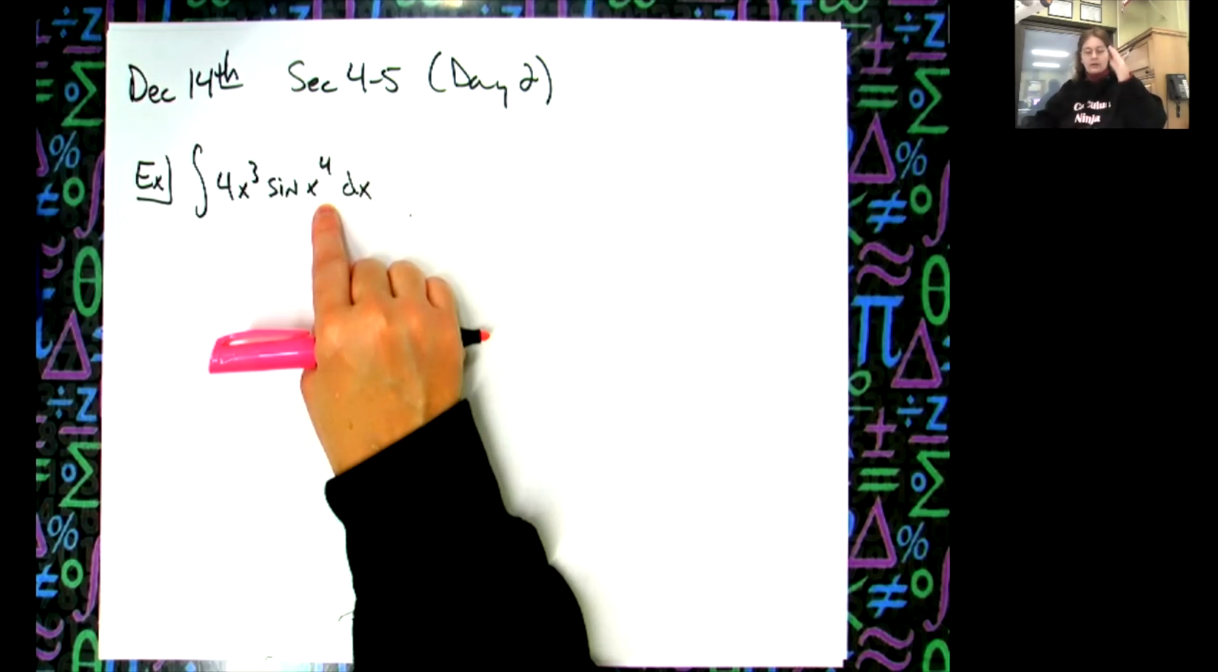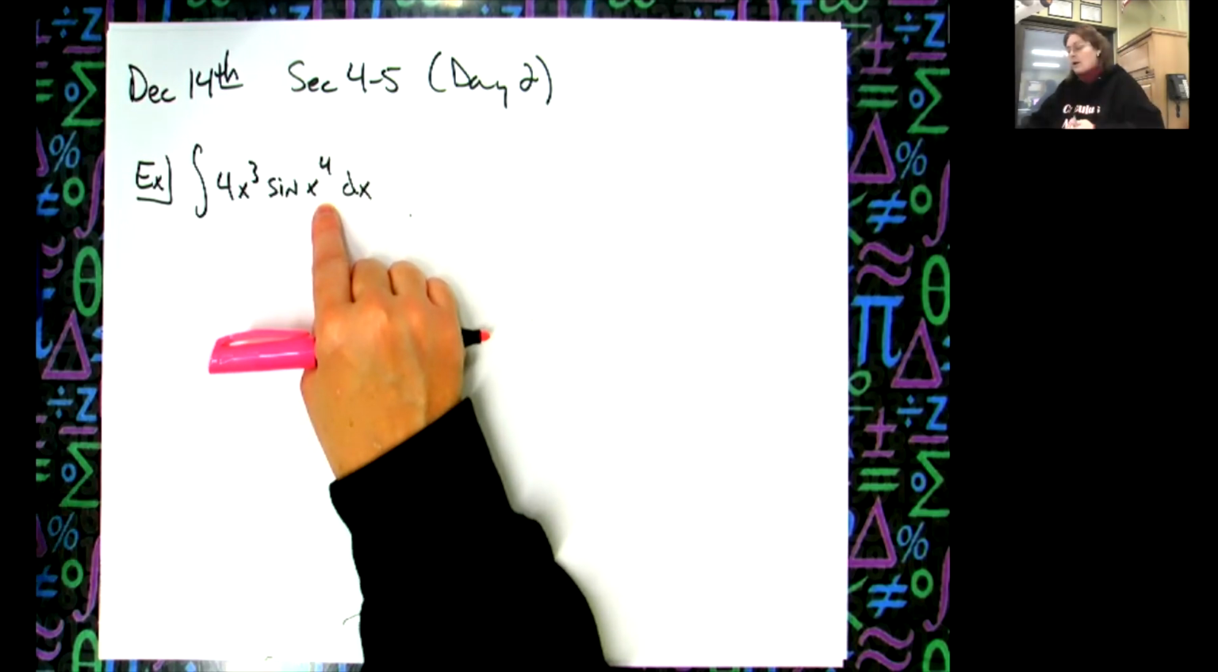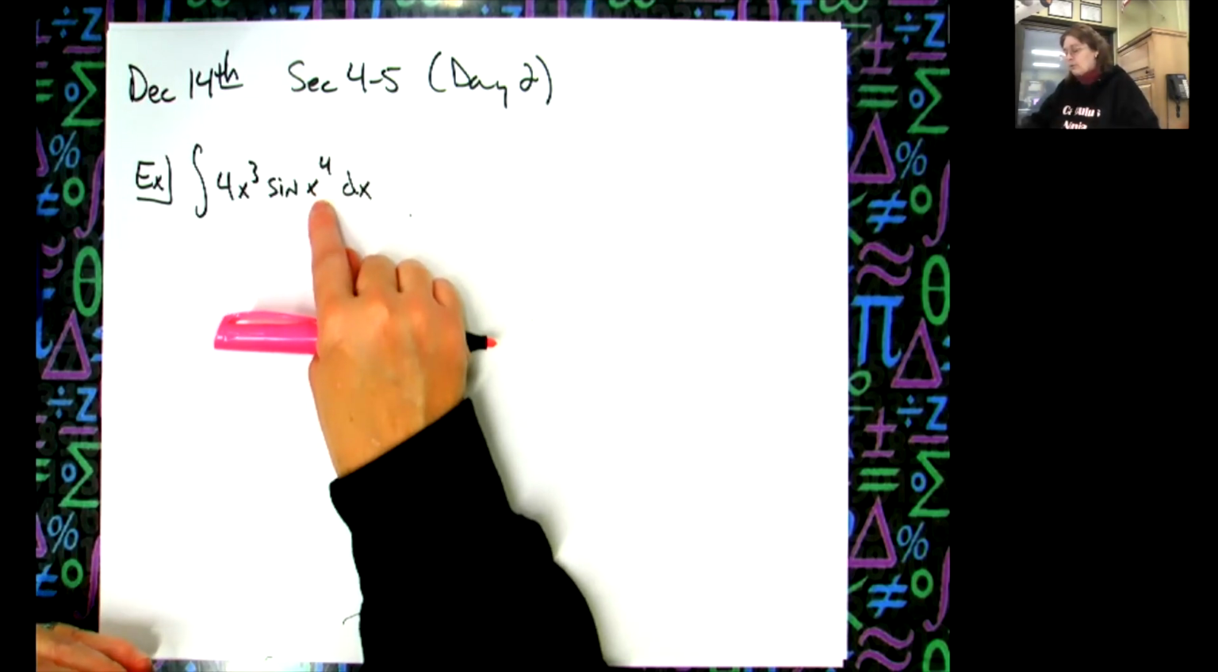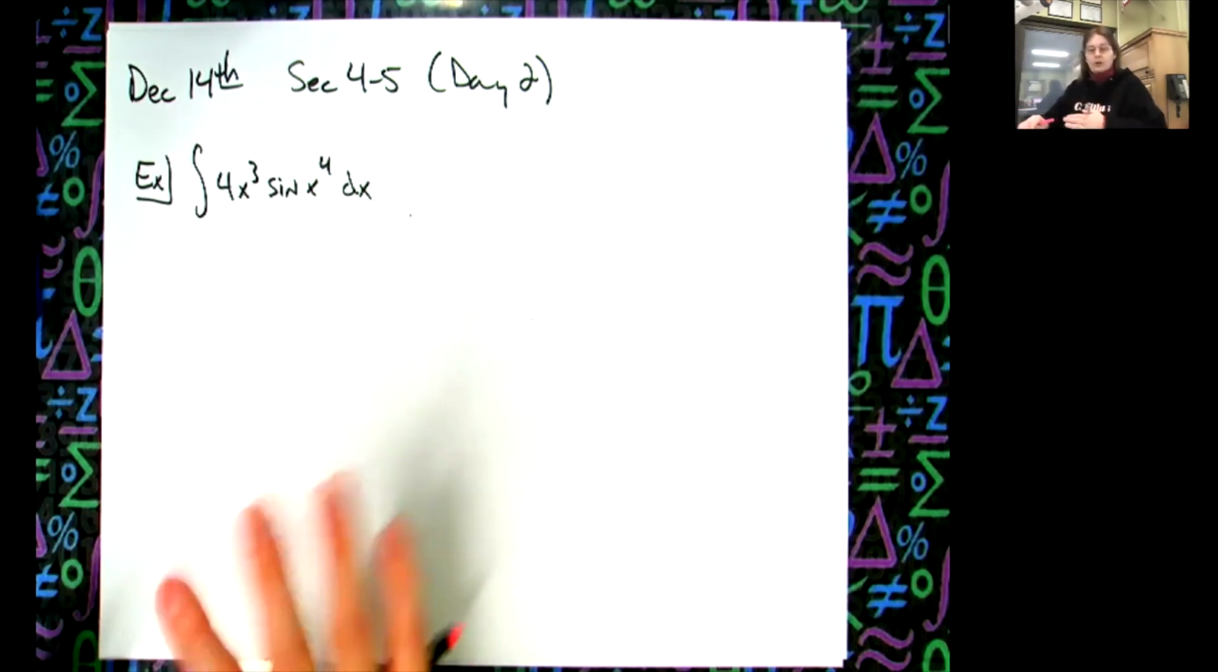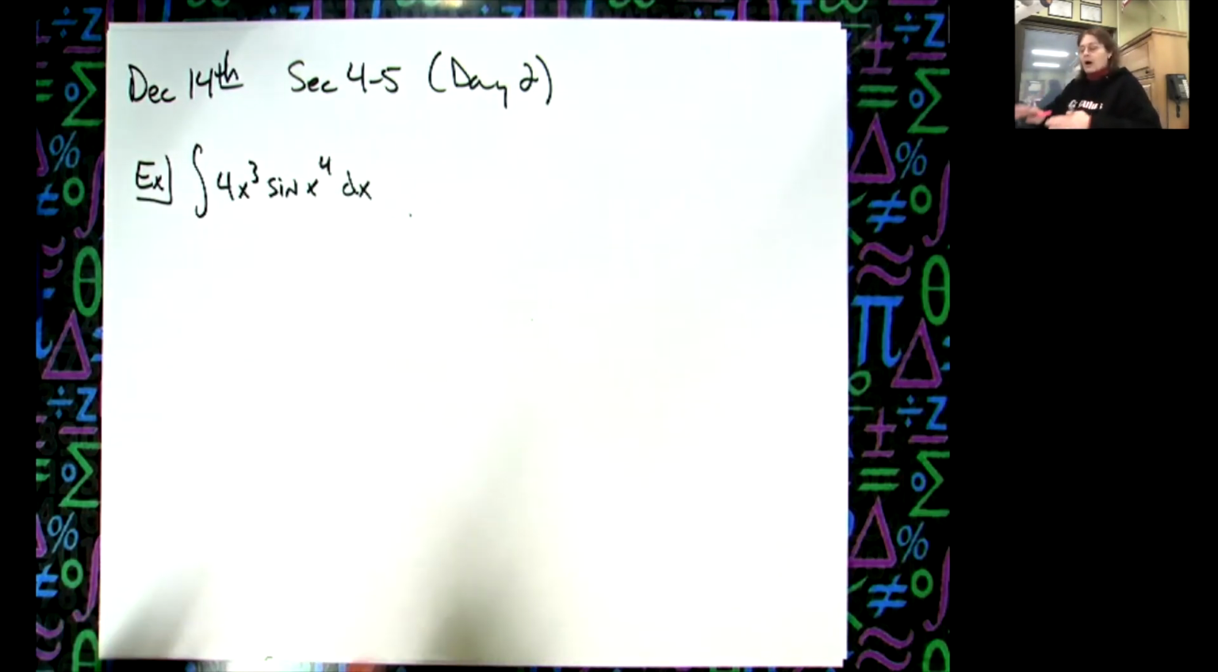If you can think a little bit ahead, we let u equal something, and then we take the derivative of it. Well, if I'm looking at that x to the fourth and I take the derivative of that, what am I going to have? I'm going to have a 4x to the third, which I have right there, which is going to cross out. The whole point of this is I want to get all my x's crossed out so that I have this in terms of u.